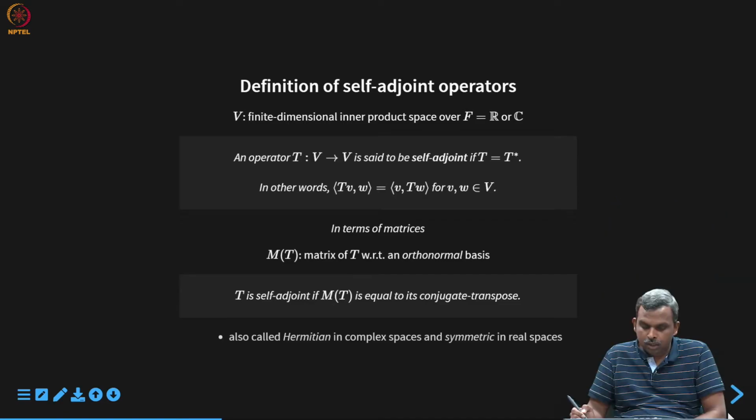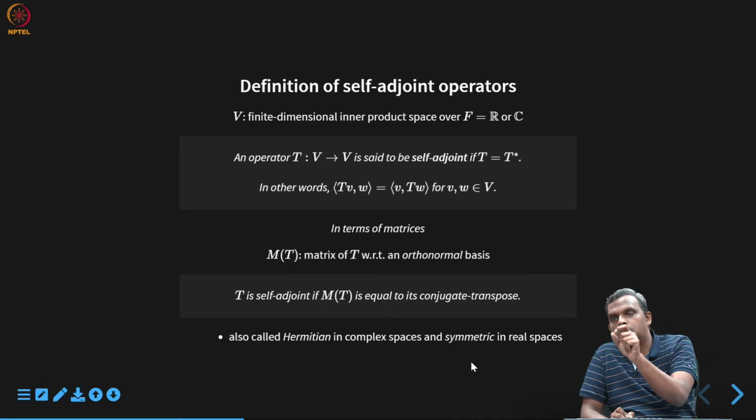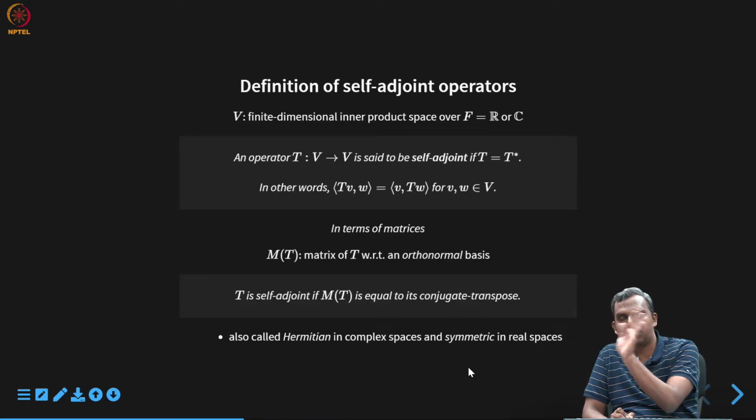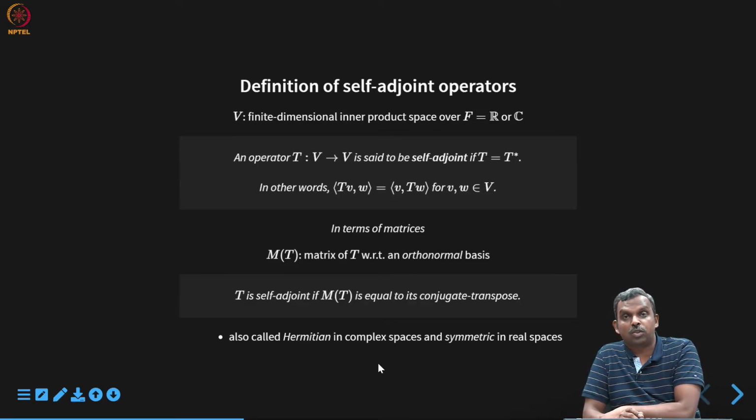Self-adjoint also has other popular names. In complex spaces it's called Hermitian, or conjugate symmetric matrices. In real spaces it's simply called symmetric matrices. What happens in real space is that all your matrix entries are real, so there's no conjugation. It becomes symmetric, as in above the diagonal is equal to below the diagonal, and the diagonal is whatever you want. In complex, I described to you what has to happen.